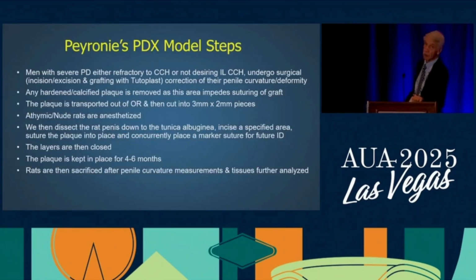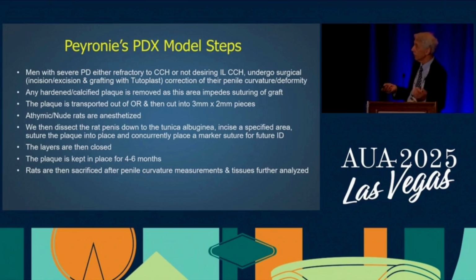So when it comes to the Peyronie's patient-derived xenograft model steps, in our case, we took men with very severe Peyronie's disease, which were refractory to Xiaflex or not desiring to have intralesional therapy. They underwent surgical incision with partial excision and grafting for the correction of their curvature. Any hardened, calcified areas were excised because we can't put a suture through that, and adjoining to that area we took little segments. These were transported out of the OR and shortly after engrafted into our animals.